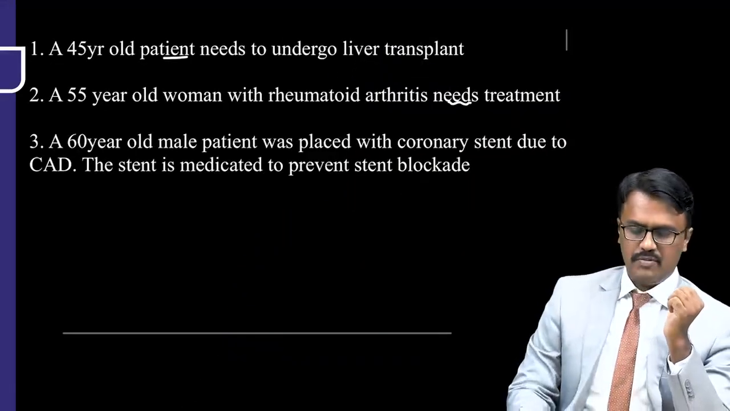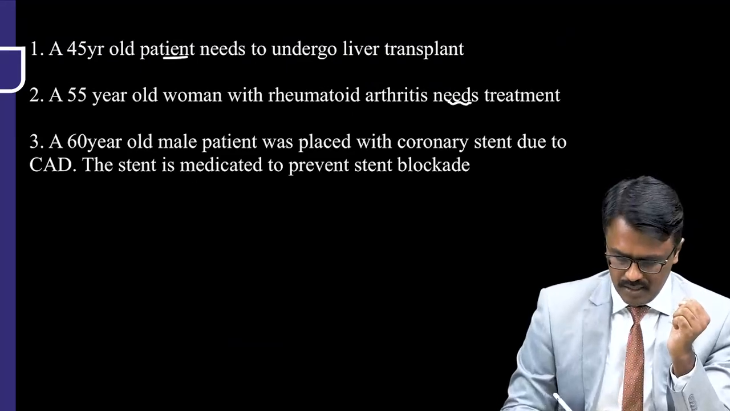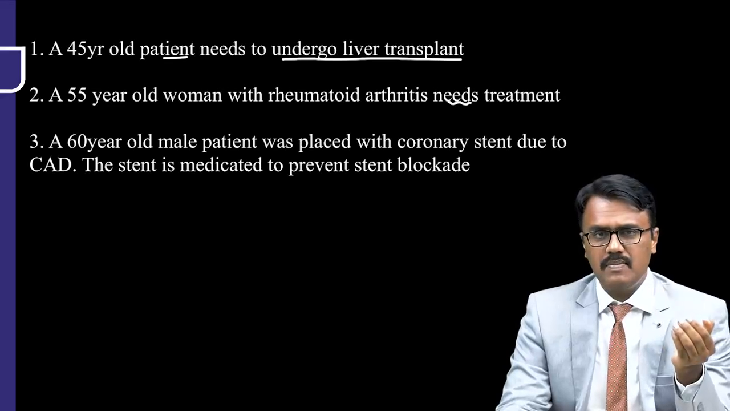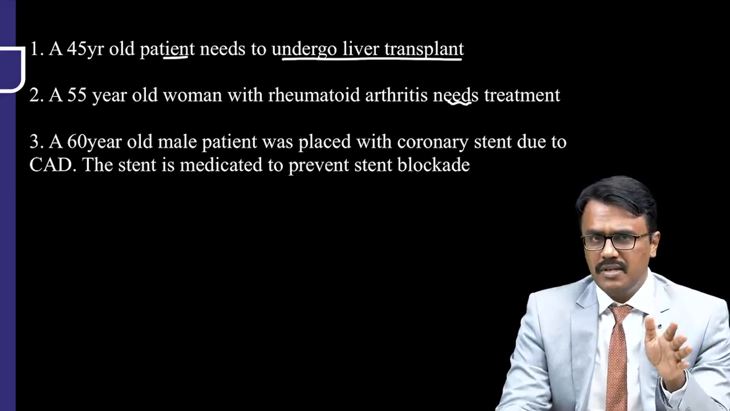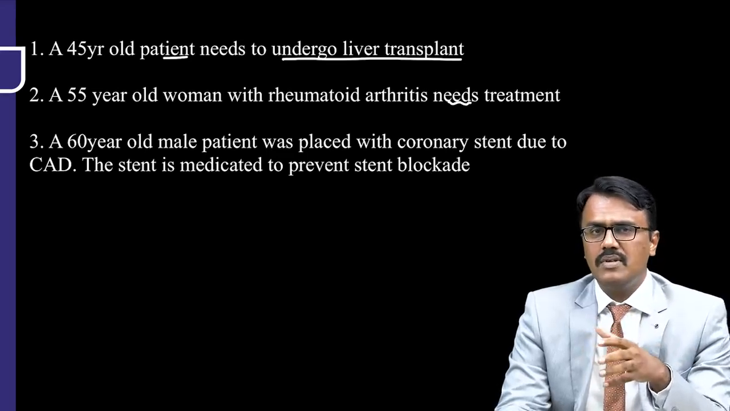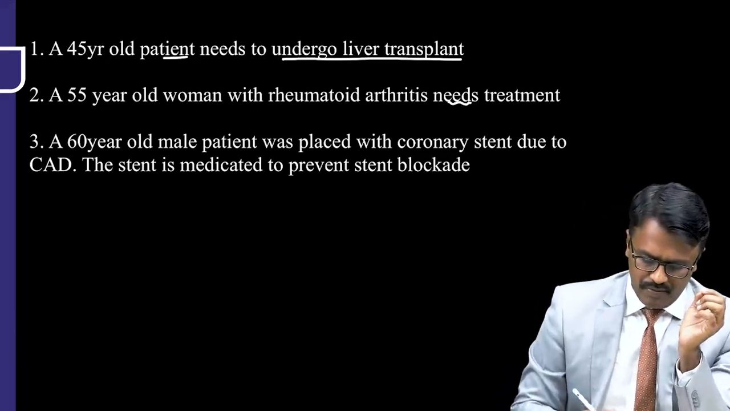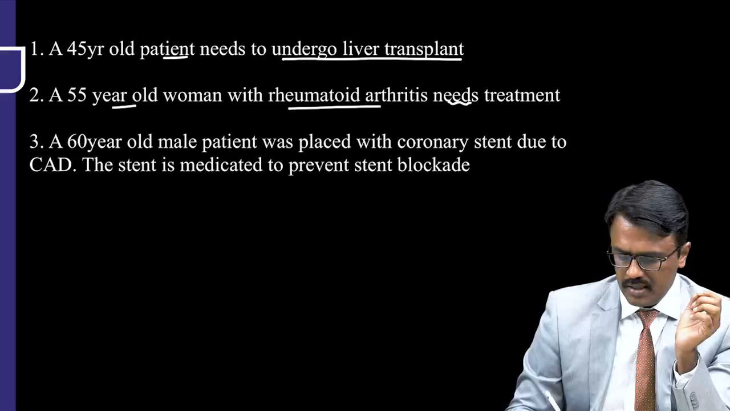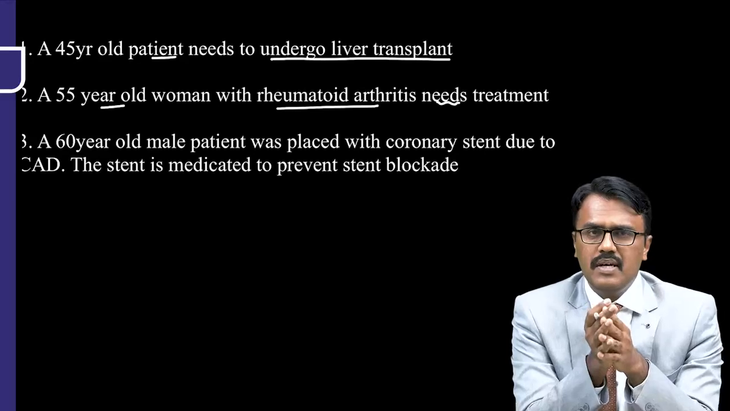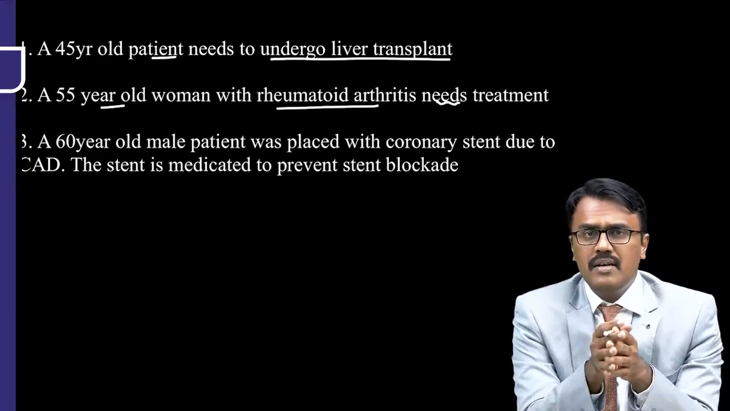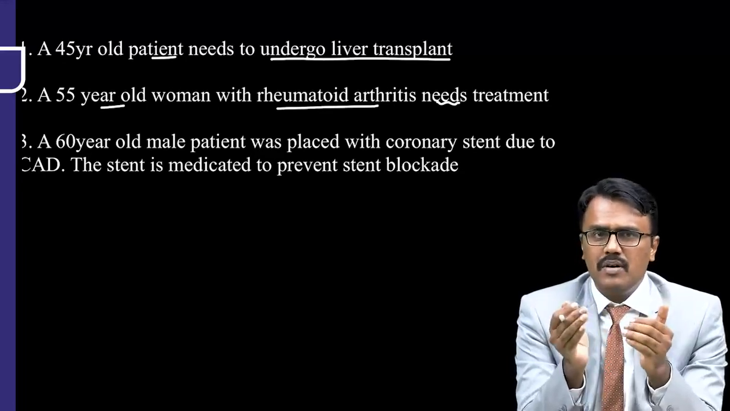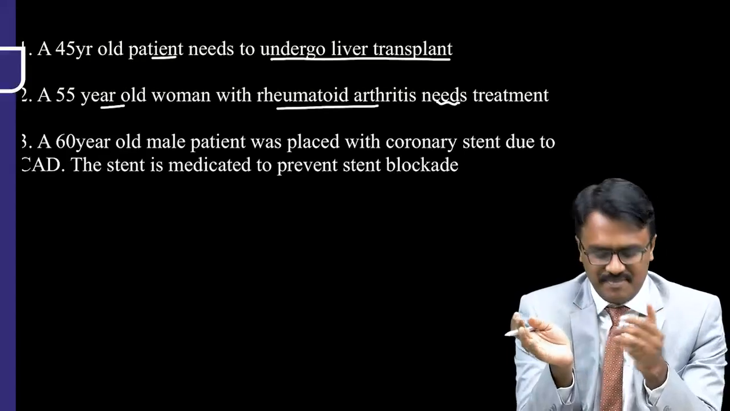So let us understand the topic immunomodulators, and we'll take certain cases and continue with them. Now first patient is a 45-year-old patient who needs to undergo liver transplant. So when you have to do a liver transplant, you have to suppress the immunity so that the liver stays inside and is not destroyed by the immunity. A 55-year-old woman with rheumatoid arthritis needs treatment. So rheumatoid arthritis is an autoimmune disorder. We need to suppress the autoimmunity. And we have other drugs called DMARDs. We'll discuss it later in a separate topic called drugs for rheumatoid arthritis.